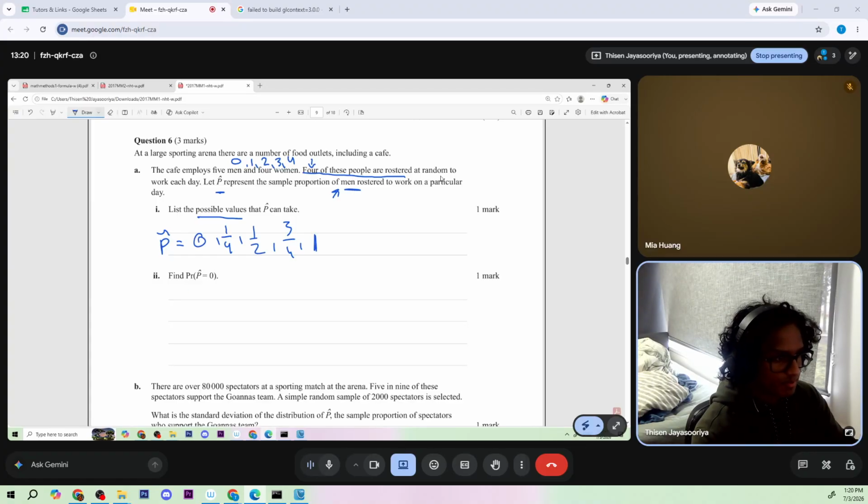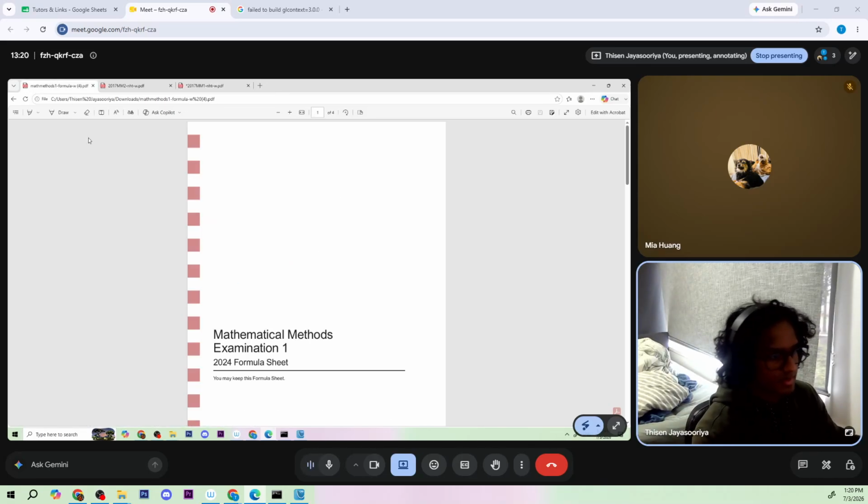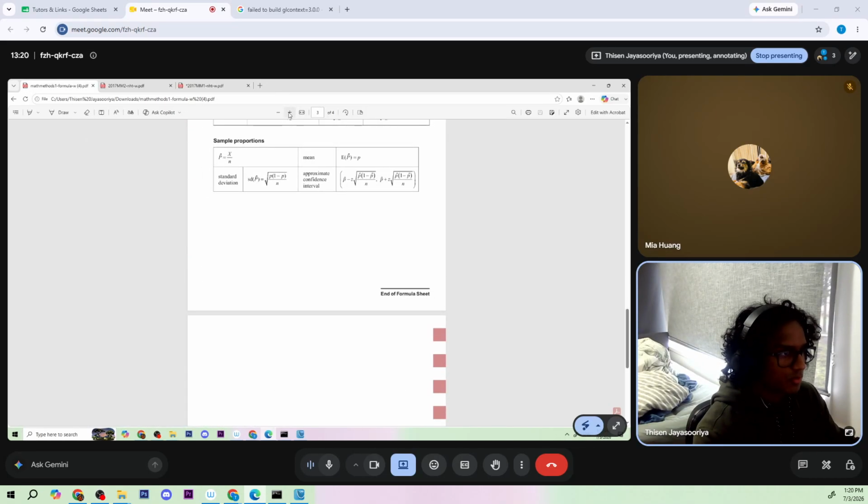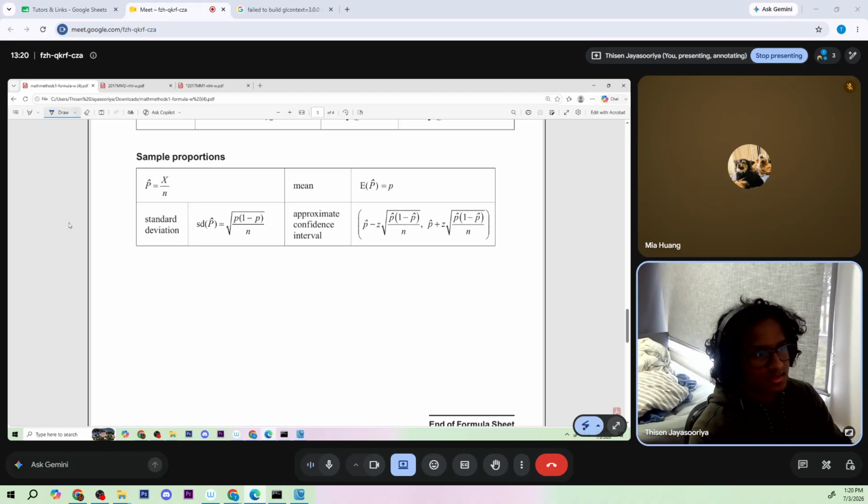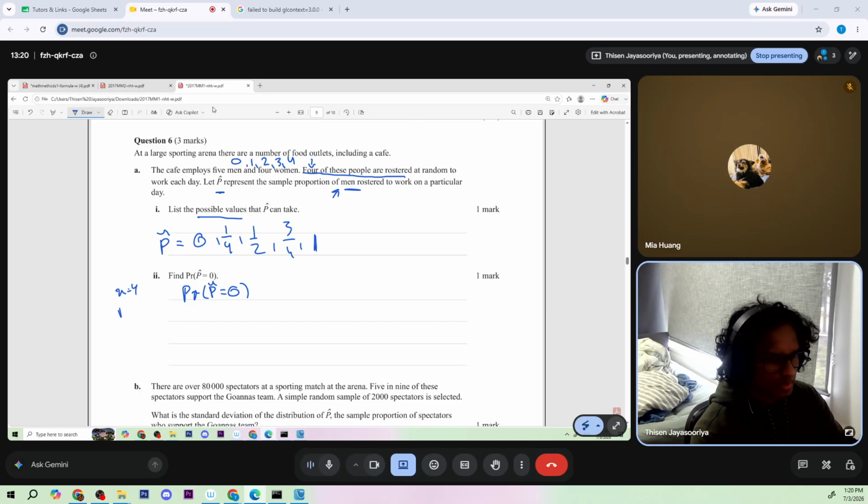Now here, if I pick a sample proportion of 0, if I look at my methods formula sheet, I know that P hat is equal to x over n. I can only find probabilities in terms of x. So here I need to do x equals n times P hat. So I know that n equals 4, P hat is equal to 0. So that means the probability of x equaling 0, x is going to be just 0. These two are equivalent statements to each other.